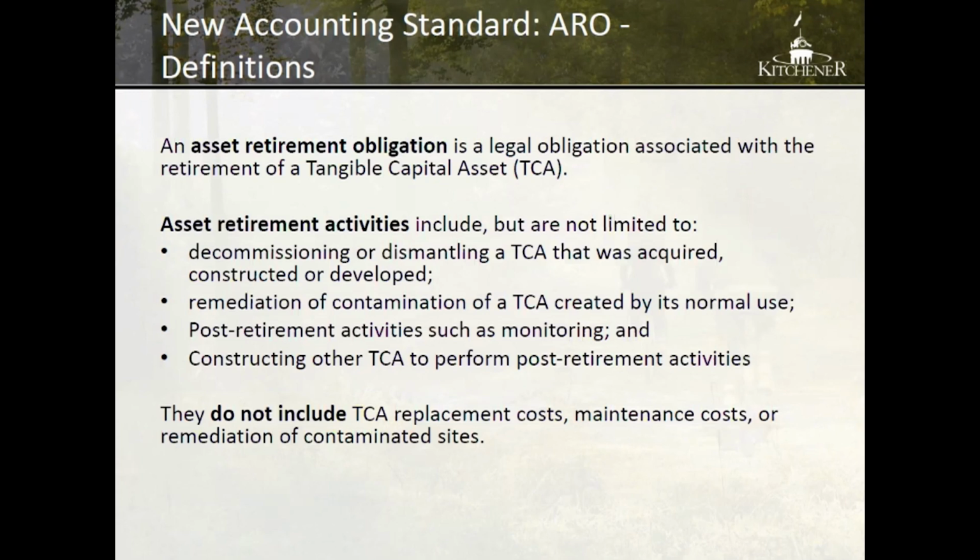The next few slides will go over at a high level the impact of the new accounting standard on asset retirement obligations. An asset retirement obligation, or ARO, is a legal obligation associated with the retirement of a TCA. We have some examples on this slide of what types of costs are included or excluded from this obligation. And one thing to note is that the existence of an ARO does not indicate any current health or safety risks related to an asset, but rather it's an indication of future costs that are legally required to be incurred in order to retire the asset.